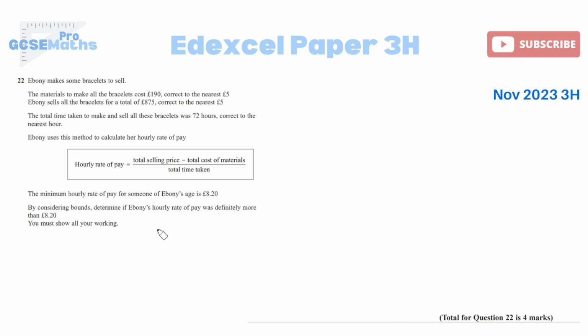Now, I know this one says by considering bounds, and by considering bounds in most cases means work out both the upper and the lower bound. However, there's a few things that make me think differently here. They haven't mentioned the other sentence which they normally say, which is give your answer to a suitable degree of accuracy and give a reason why you rounded it that way. They haven't mentioned that. They've also only given us 4 marks. I feel like a by considering bounds is often maybe 5 marks.